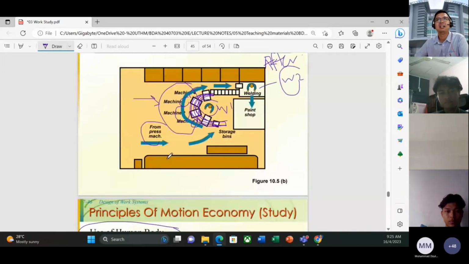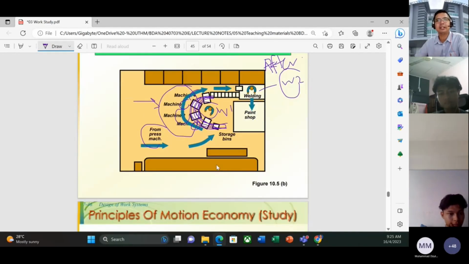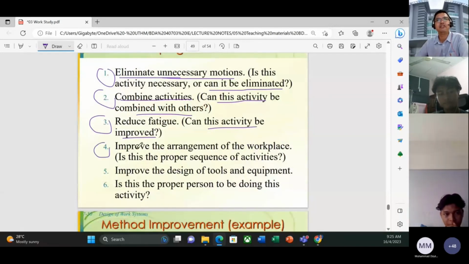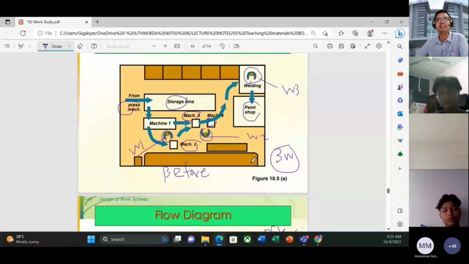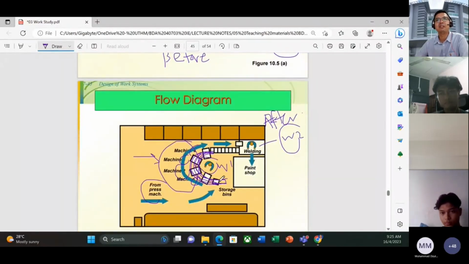When we look at this, there is still fatigue. The worker has to move around from here to here, still with repetitive work. And then, does it improve the enrichment of the workplace? Yes. Proper sequence of the activity? Yes, proper, compared to the existing, which is improper. And proper the existing arrangements.